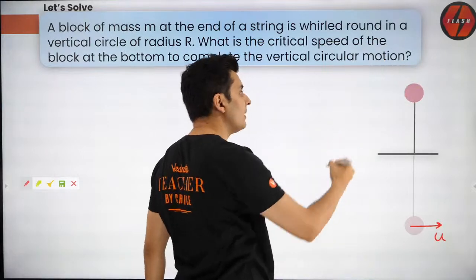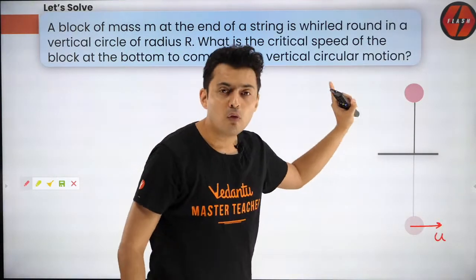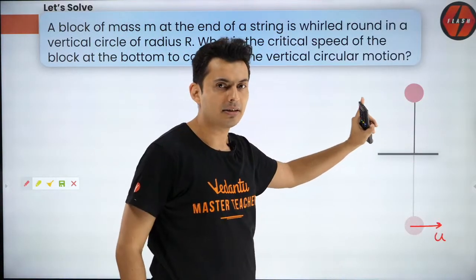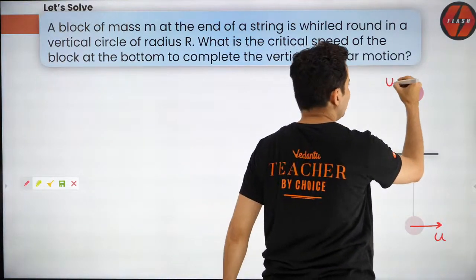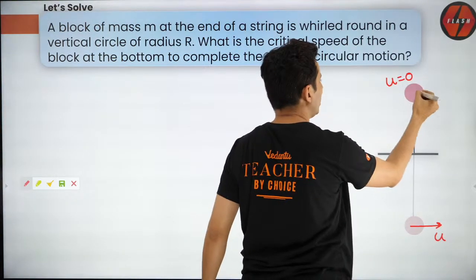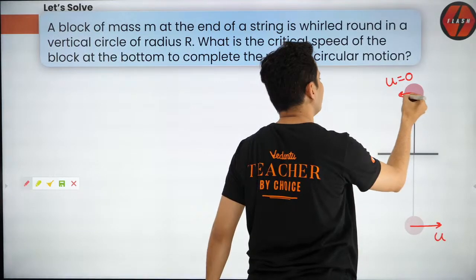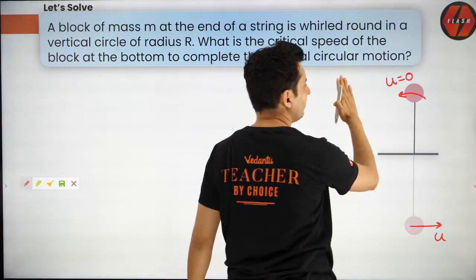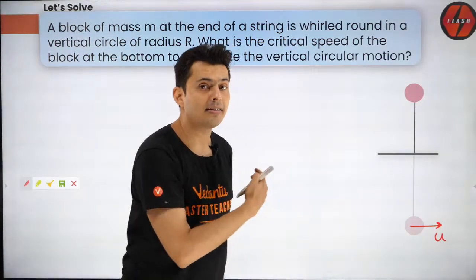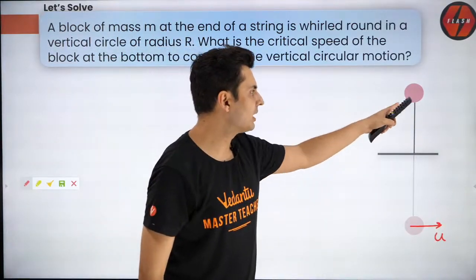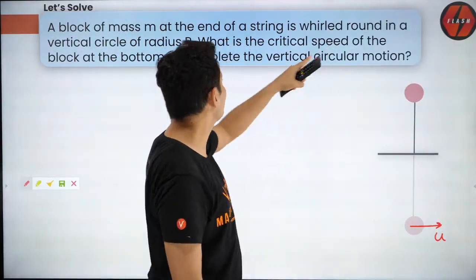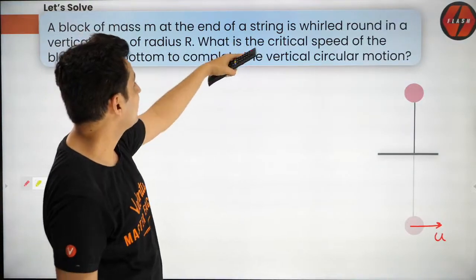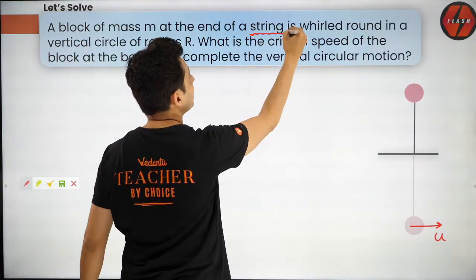it has to complete the vertical circular motion, what do you think is the necessary condition? Do you think the speed should be 0 at the topmost point so that once it reaches here, it's able to cross through to the other point, or is it something else? What do you think is more important? Read the question carefully. What is it attached to? It is attached to a string.